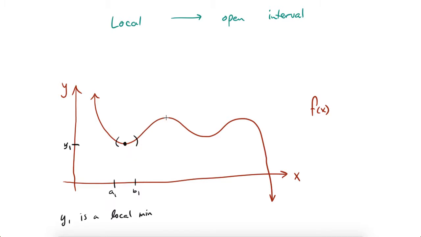So similarly, if I go to the top of this next hill, I can find an open interval. Let's say a2, b2, and then let's say the y value here is y2. Well, this is going to be a max because it's the biggest y value around just on its local part of the graph. It's bigger than all the points directly around it. Okay, so y2 is a local max.